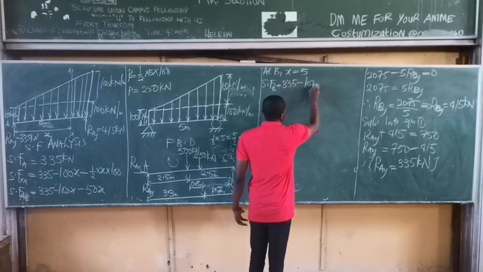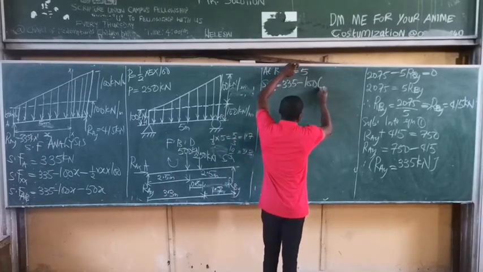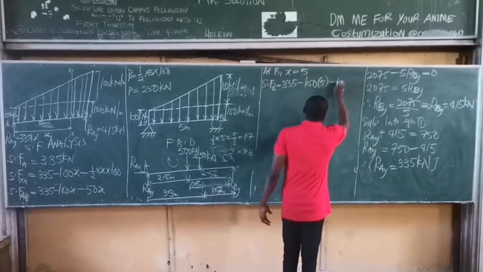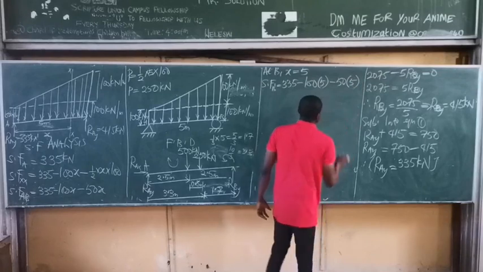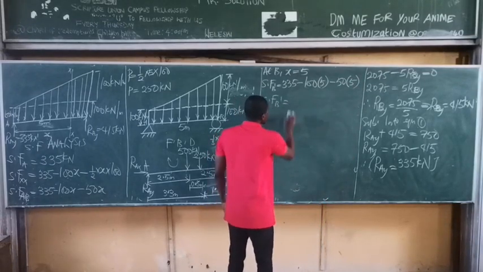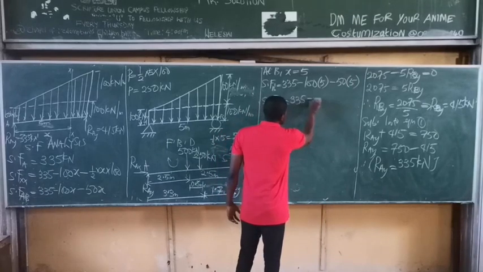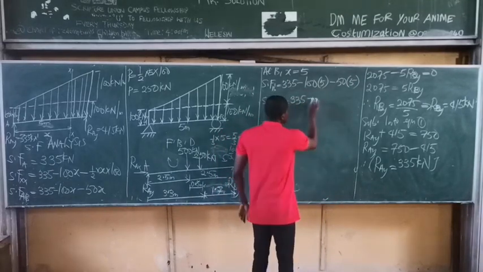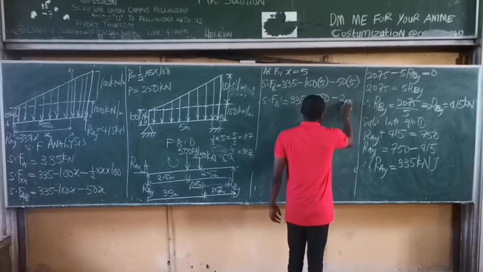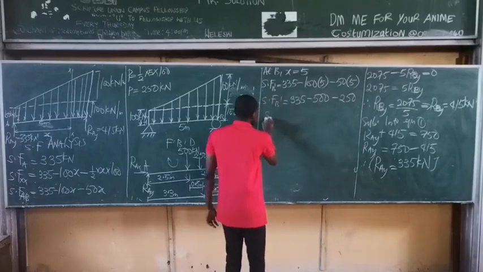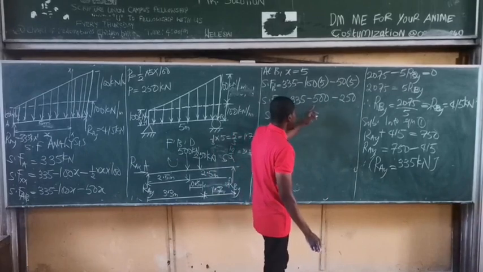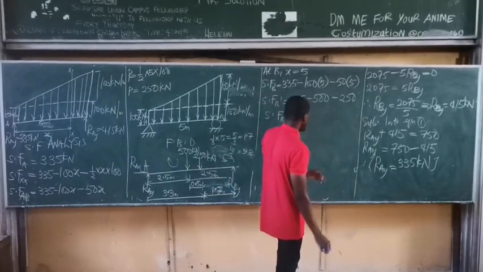335 minus 100, in place of x, x now is 5, so it becomes times 5 minus 50x. In place of x, x is also 5. We have this. So shear force B prime is now equal to 335 minus 100 times 5 gives us 500, minus 50 times 5 gives us 250. So do this for me. Shear force B prime is now equal to 335 minus 500 minus 250.